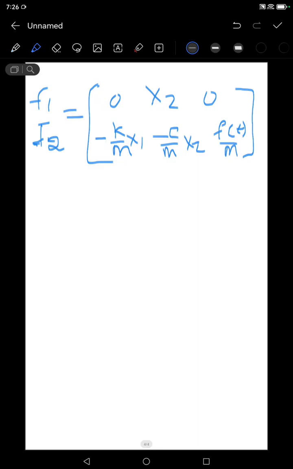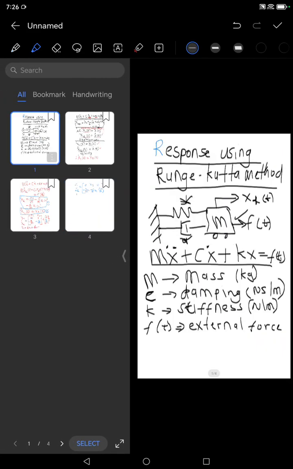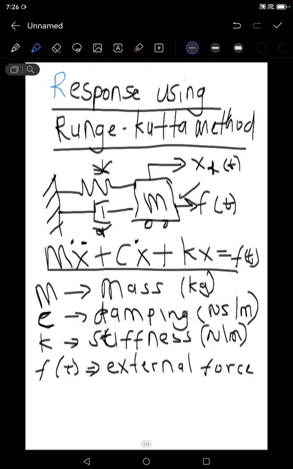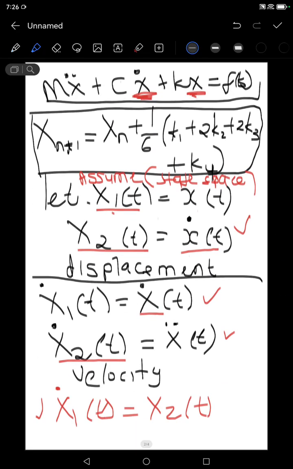So the formula for Runge is x n. I think I wrote it. Yeah, it's this one. So now we're going to use the Runge formula: x n plus 1 over 6 k1 plus 2 k2 plus 2 k3 plus k4. Remember, the main objective here is to get the response using the Runge method.